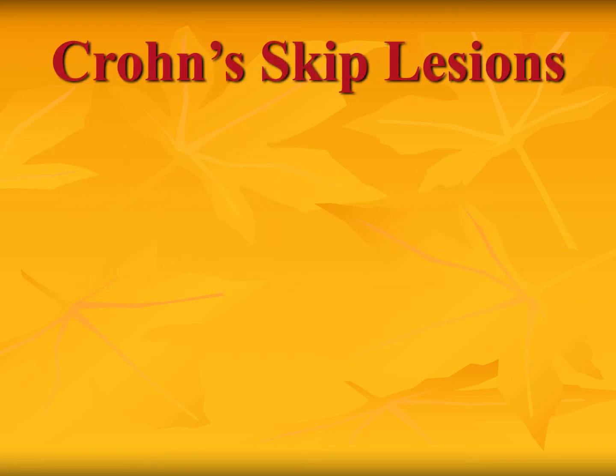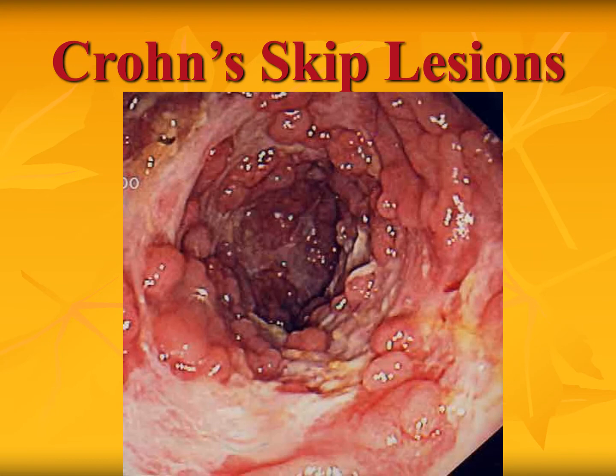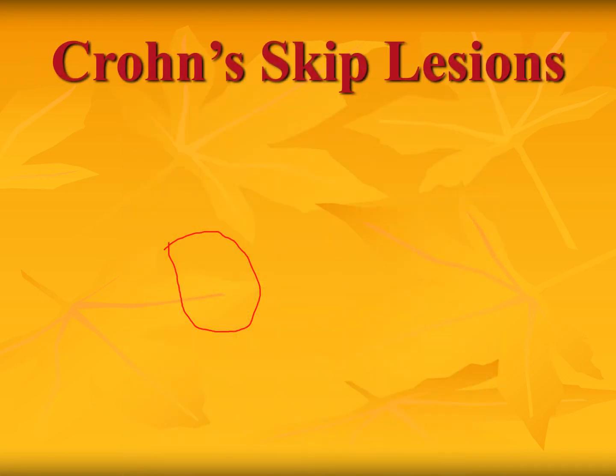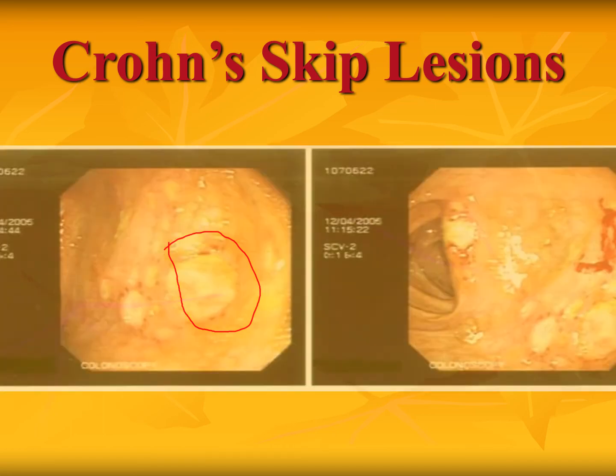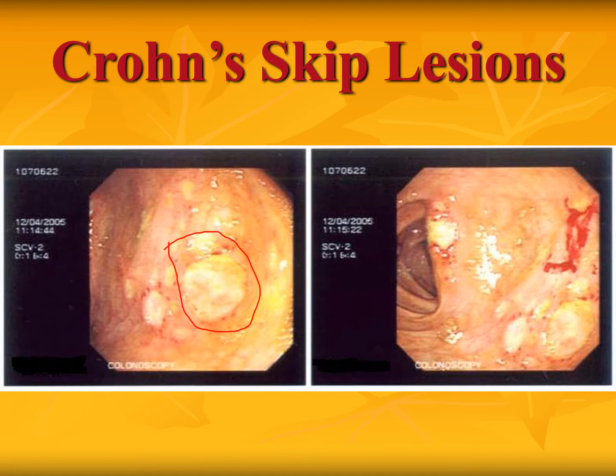Here's an example of Crohn's skip lesions. This particular form would be identified as a primarily stenotic or obstructing form of Crohn's disease. Here's an example of Crohn's skip lesions on colonoscopy. I've specifically circled one of the lesions on the left illustration for your view.